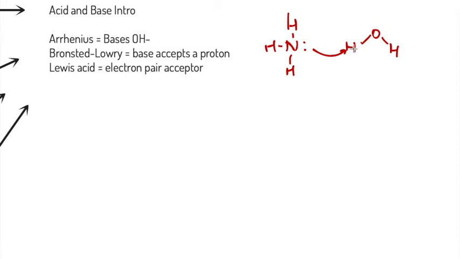In some cases, it has to rip it off of water. In other cases, it's freely available and it can grab it. This is labeled, though, a base because when this occurs, over here, we're left with hydroxide. So it creates a basic solution. Ammonia is a Bronsted-Lowry base.